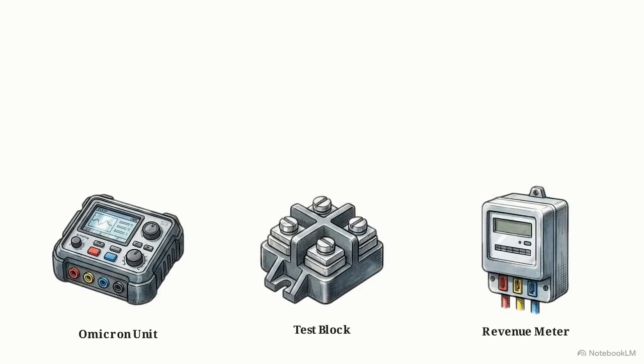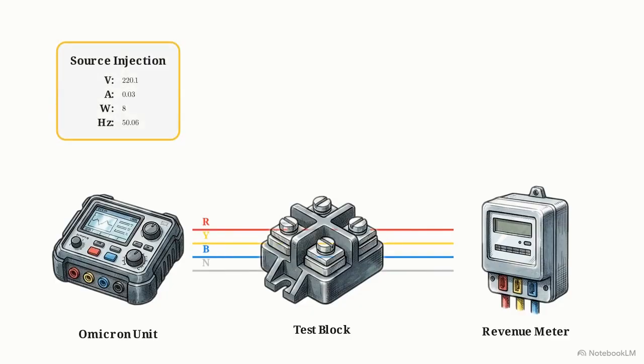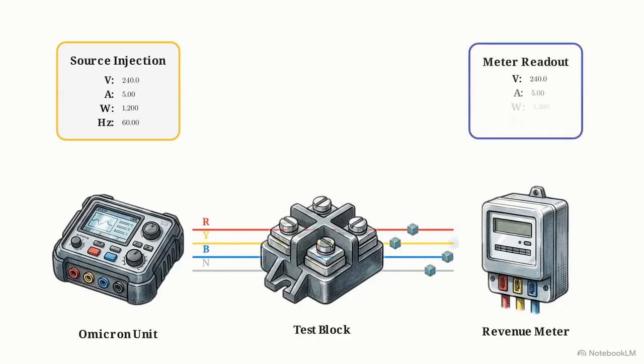Next, we establish the physical connection using controlled secondary injection. You route test leads from the Omicron unit into the red, yellow, blue, and neutral phases. With the injection active, the voltage, current, power, and frequency readouts must track the pushed values.